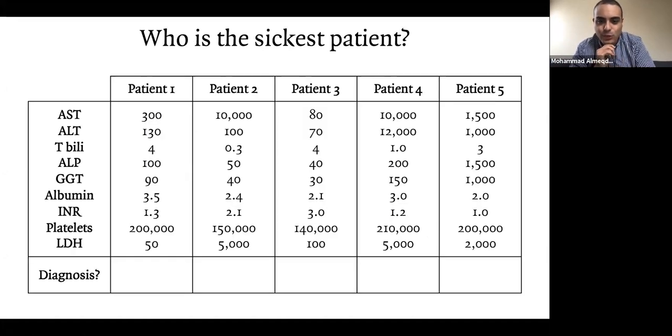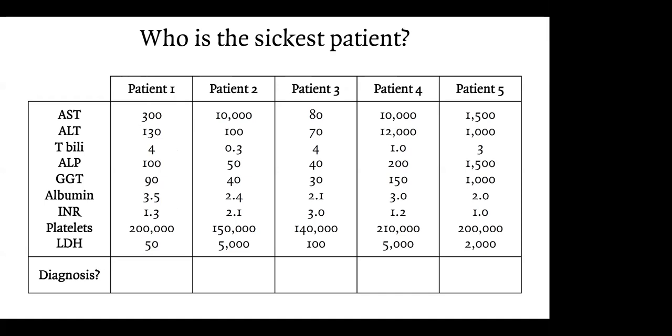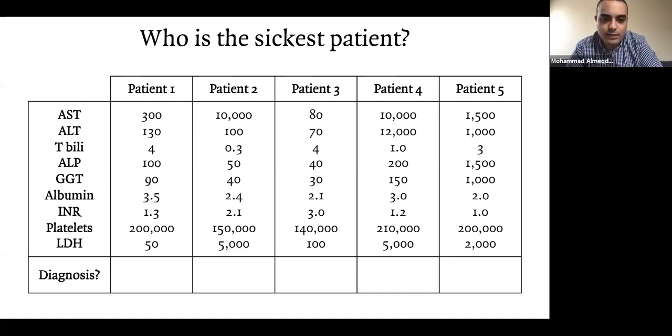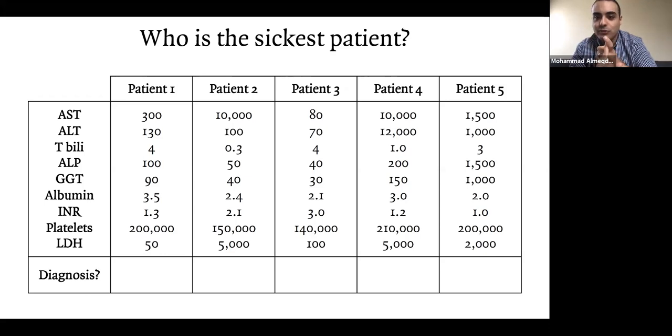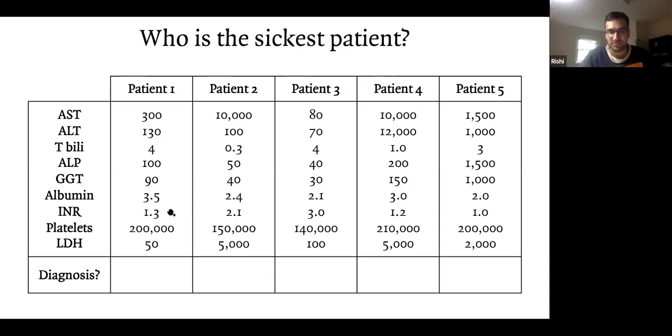So this is a quick exercise I want to go through with you guys. The final question I want to ask is, which of these guys is the sickest patient? But before, let's go over it one by one. Patient number 1. What does he have? AST is 300, ALT is 130, TBL is 4, ALK-Phos is 100, GGT is 90, albumin 3.5, INR 1.3, platelets 200, and LDH is 50. What's going on here? Hepatitis. So is it hepatocellular or cholestatic? What's the ALK-Phos? Looks like hepatocellular. It's hepatocellular, right? So the two questions: what's the AST to ALT ratio? More than 2 to 1, and it's in the hundreds. So what's your diagnosis? Alcoholic hepatitis. Perfect. So this guy has alcoholic hepatitis.